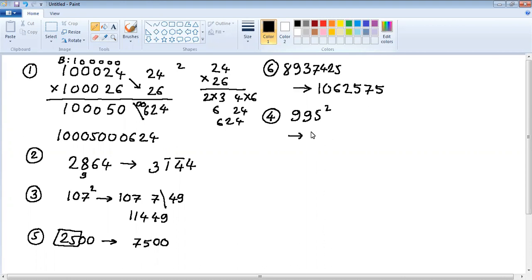So this is ending with 5. Simplest question actually, 99 ending with 5. Understand the topic. The topic is squares of numbers ending with 5. You take the digit before 5, that is 99 here. The next number is 100. The second part here is always 5 square, which is 25. So this is 9900, multiplying by 100, we just put zeros. 5 square is 25.